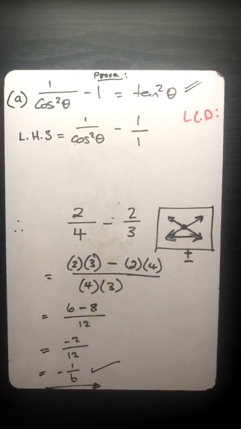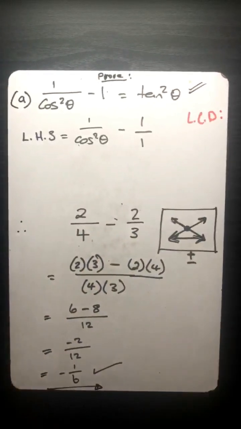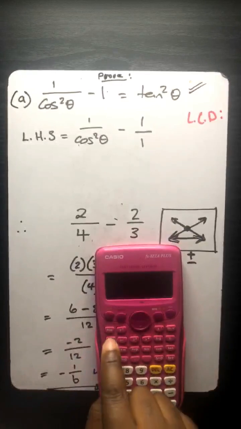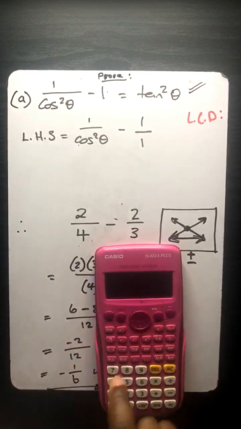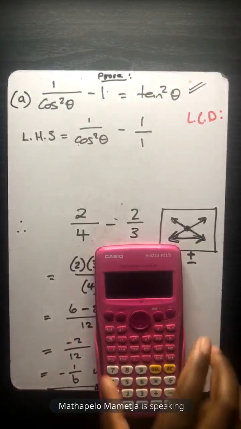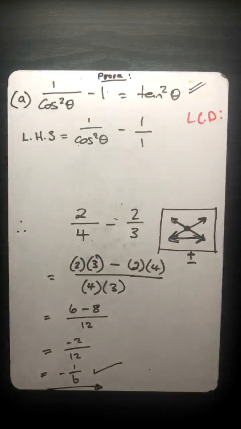I'm not sure if you guys are using calculators, but I'm having a calculator here. What are you getting there, honorable member? Negative 1 over 6. Negative 1 over 6. But now, do you understand how that signature works?